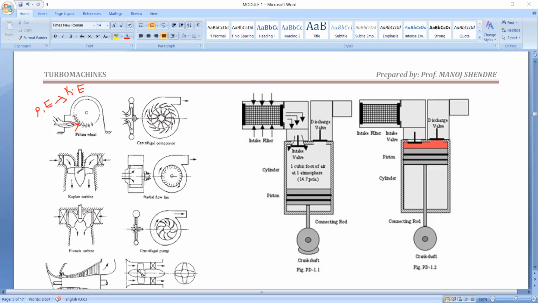So remember, in case of impulse type, the complete pressure energy of the fluid is converted into a high velocity jet or kinetic energy. The best examples in case of steam turbines is the de-Laval turbine, and in case of hydraulic turbines, it is the Pelton wheel turbine. Okay, so based on the fluid used, the turbo machines are classified into various types.